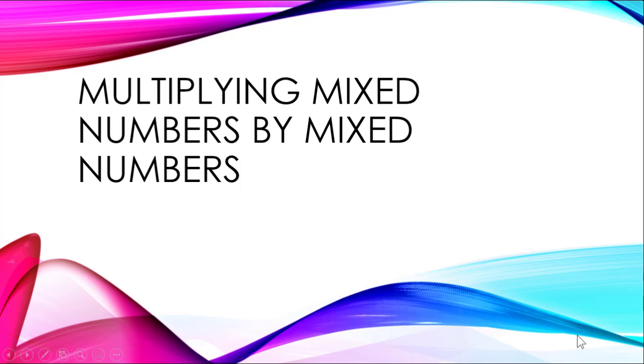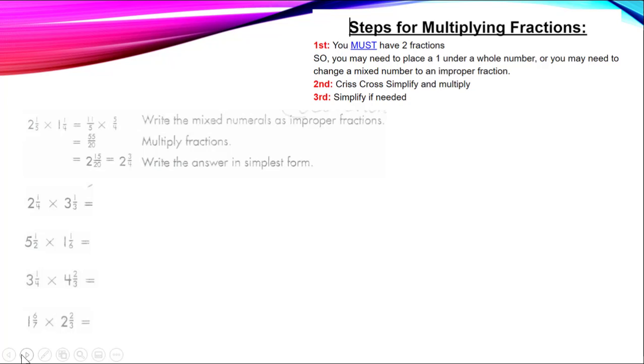Today we're going to multiply mixed numbers by mixed numbers. So let's review our multiplying fraction steps. First, you must have two fractions, so you may need to place a 1 under a whole number, or you may need to change a mixed number to an improper fraction. Second, you're going to see if you can crisscross simplify and then multiply, and third, you're going to simplify if needed. So let's look at our example here.